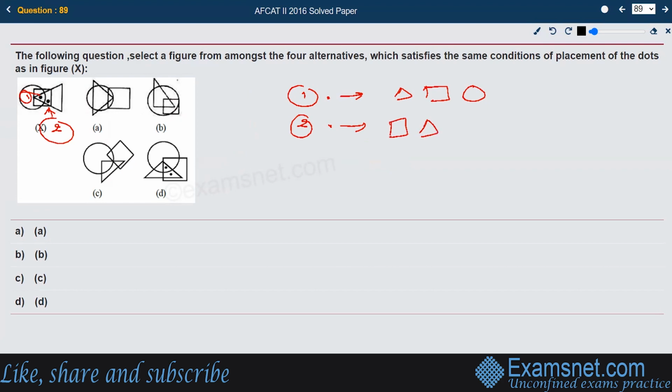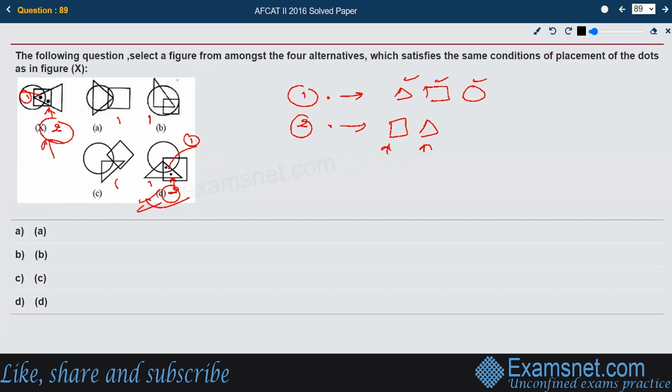So let's look at options A, B, C, and D. Clearly we are supposed to give the answer as option D. Let us talk about the dots. The first dot should be part of all triangle, square, and circle. So this is the first dot placing. If you look carefully, this is the first dot, and it is part of all triangle, square, and circle. The second dot should be part of just the square and the triangle. This is where the second dot is located, part of just the square and the triangle. So this is the right answer, option D, which gives us the proper placing of dots as done in X.